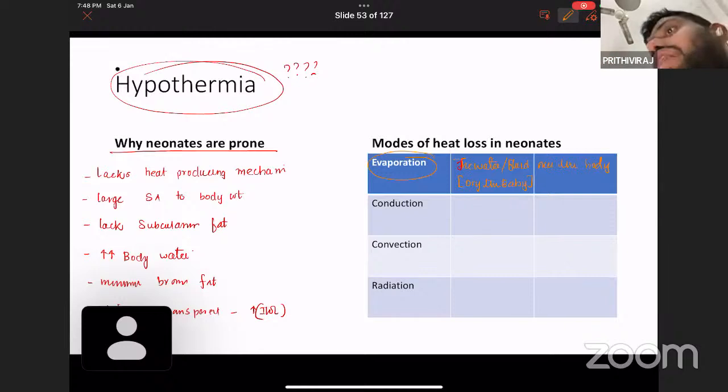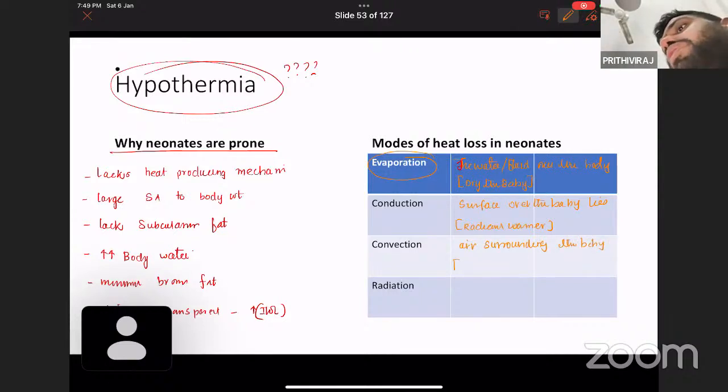Conduction. What is conduction? Heat loss to the surface where the child lies. That's why you have to receive the baby in the radiant warmer, so that the baby doesn't lose heat to the surface over which the baby lies. Convection is loss to the air surrounding the child; the baby will lose the heat to the air surrounding the baby.